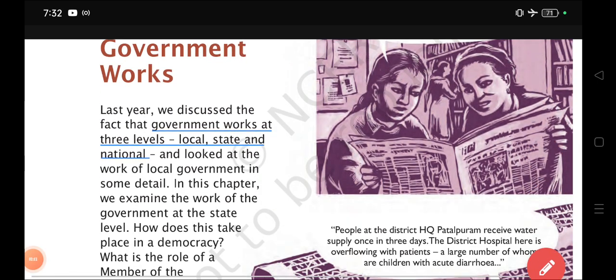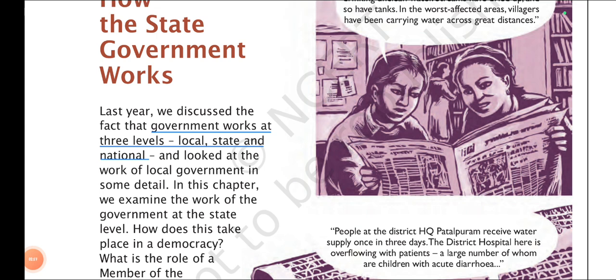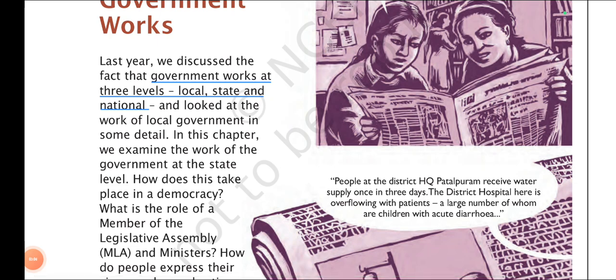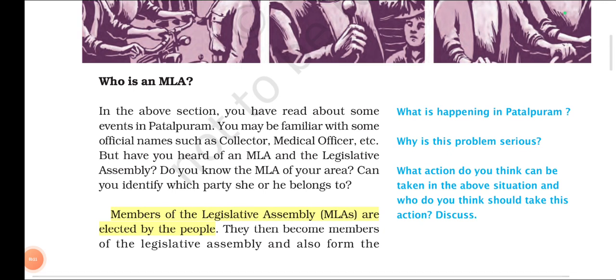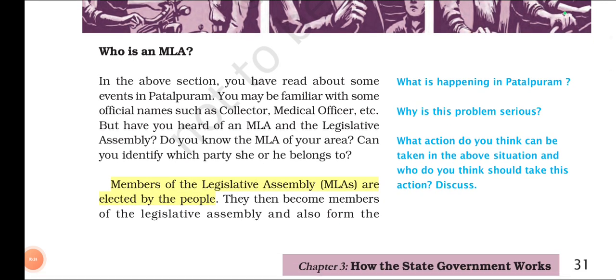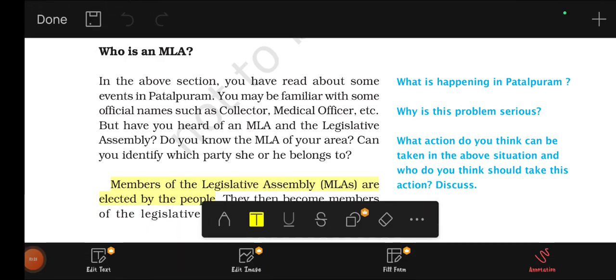So in this chapter we are going to look into what the government levels of working are, that is local, state and national level. So basically this is the state level, the working of government at state level. And first we will learn about MLAs. So who exactly are the MLAs?